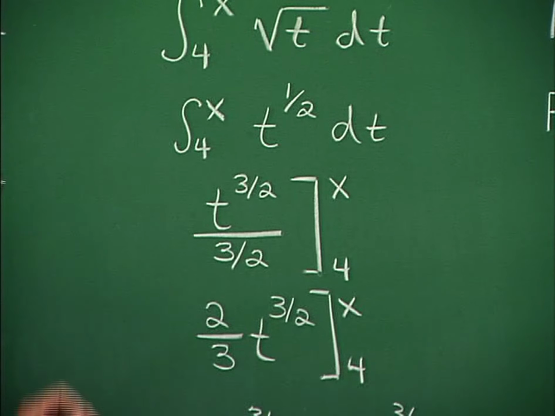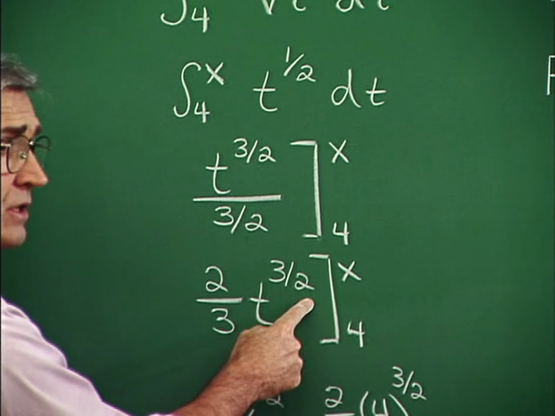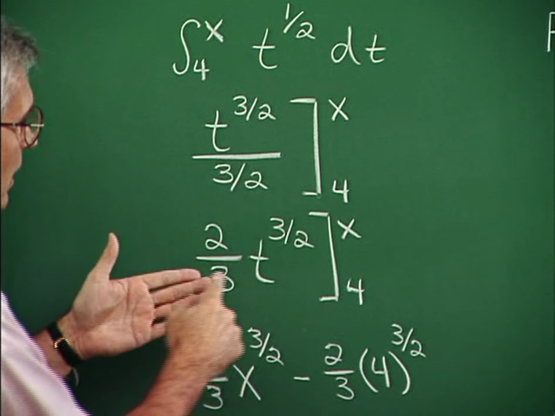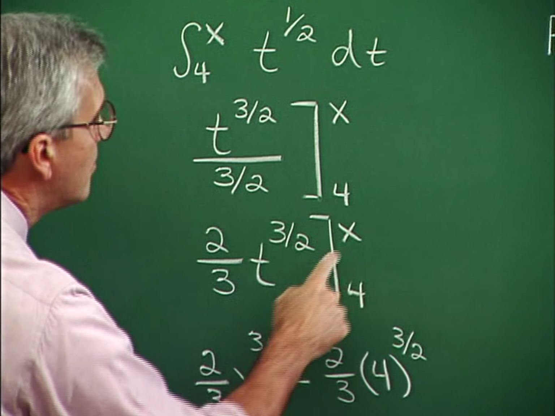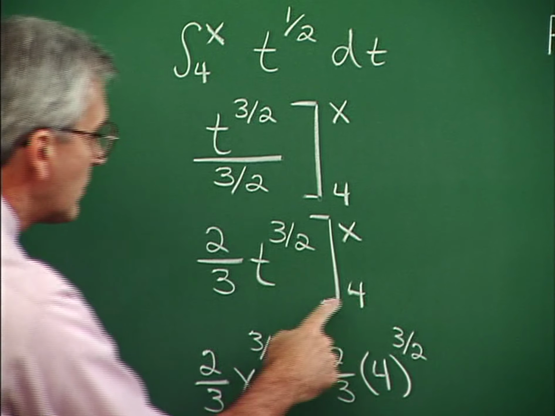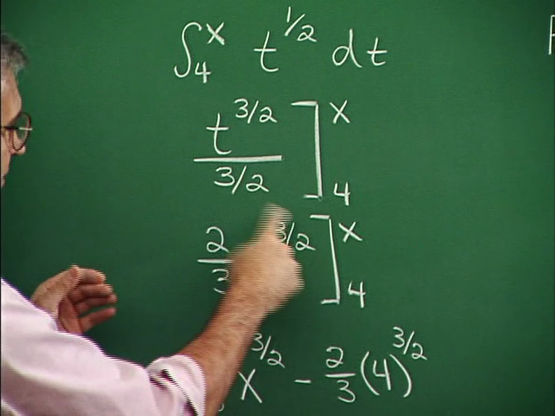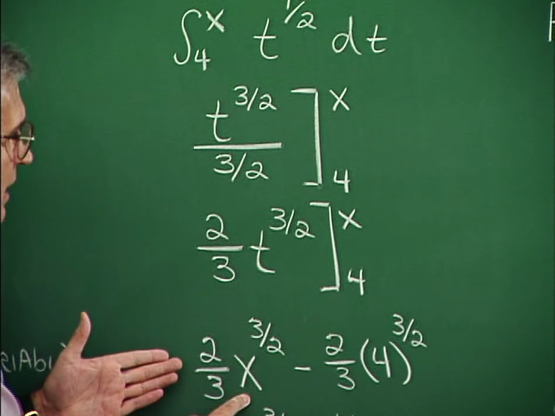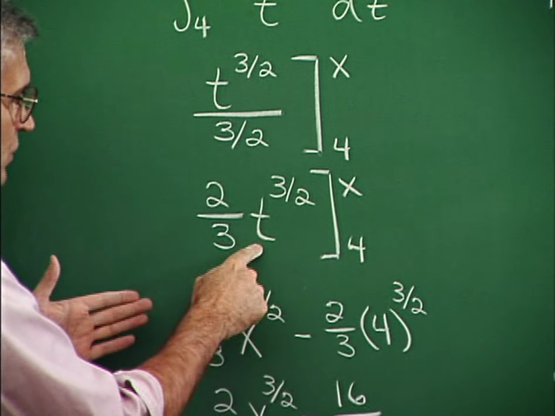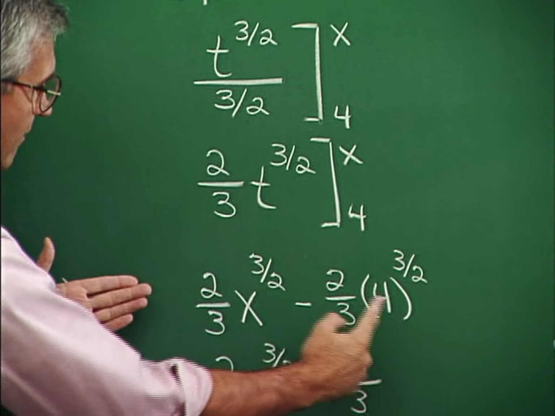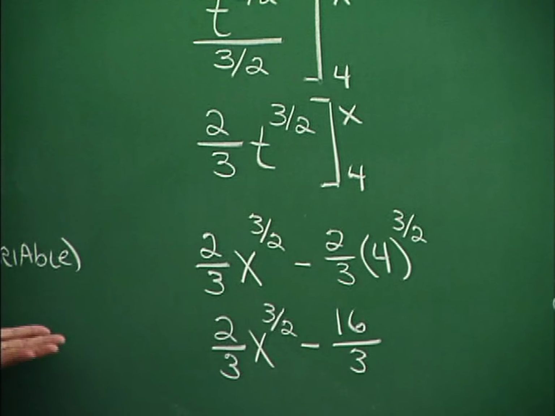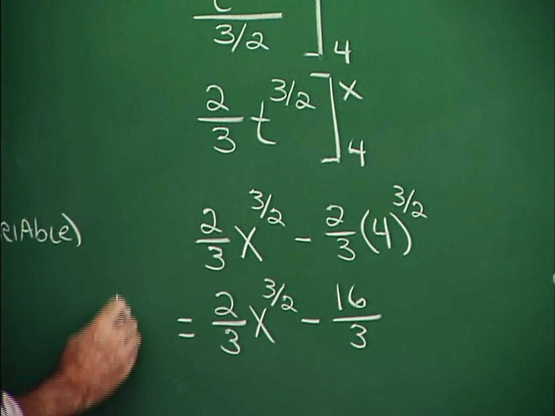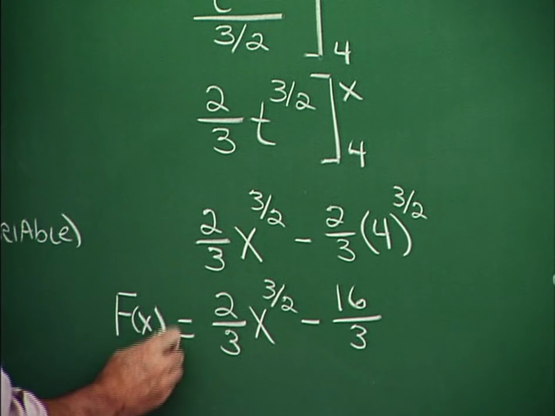Now, cleaning this up a little bit, this is 2/3 t to the 3/2. Now we go to big F of the upper limit minus big F of the lower limit. So here's big F. Big F in terms of x means replace the t with an x. And then big F of 4 means replace the t with a 4. So we have this. And what we have here then is an antiderivative function in terms of x. So this is big F of x, you see.